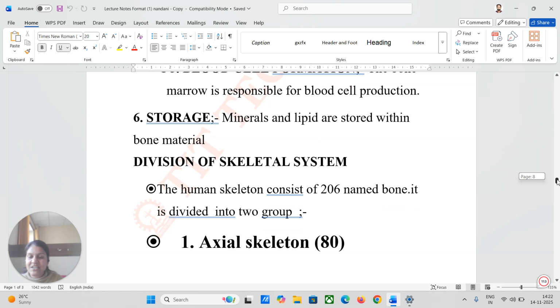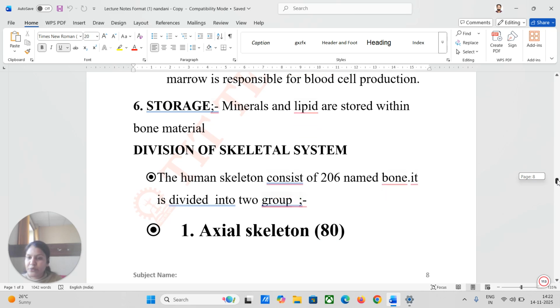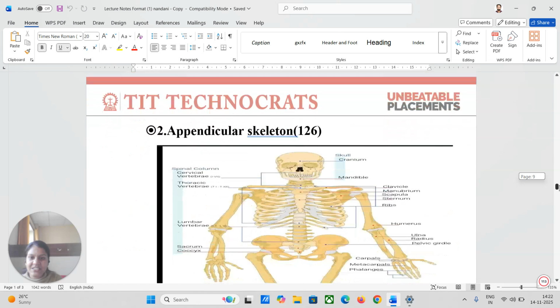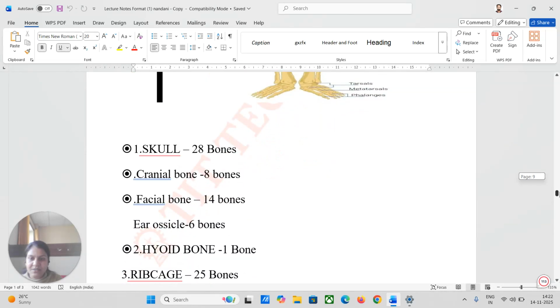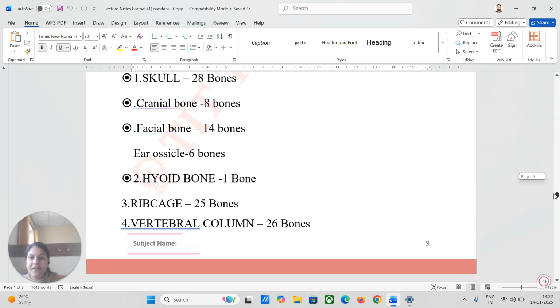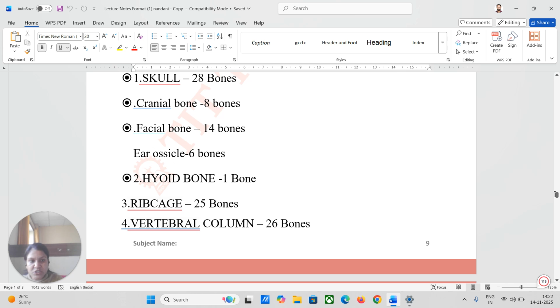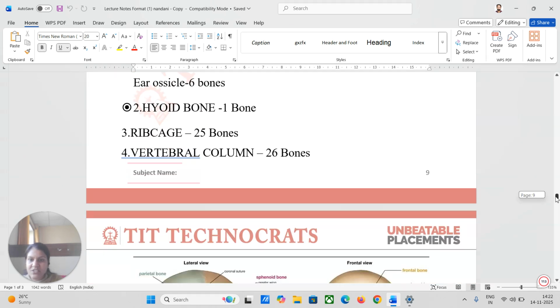Next, division of the skeletal system. The skeletal system is divided into 206 bones. They are divided into two groups: the axial skeletal system and the appendicular skeletal system. The axial skeleton has 28 bones: cranial bones 8, facial bones 14, ear ossicles 6, hyoid bone 1, and the rib cage, a group of 25 bones. Then the vertebral column has 26 bones.